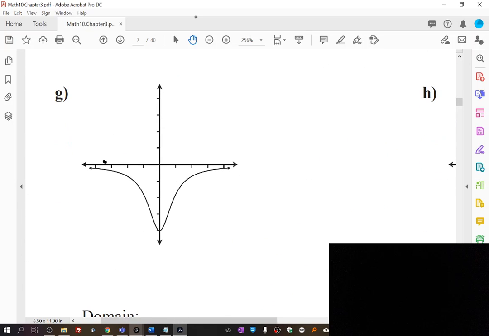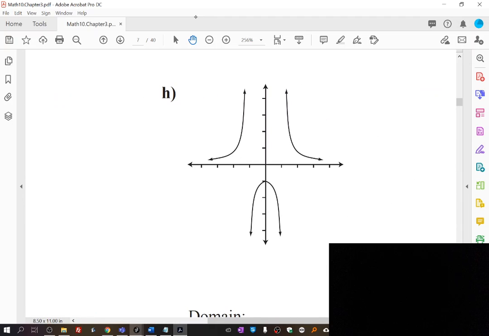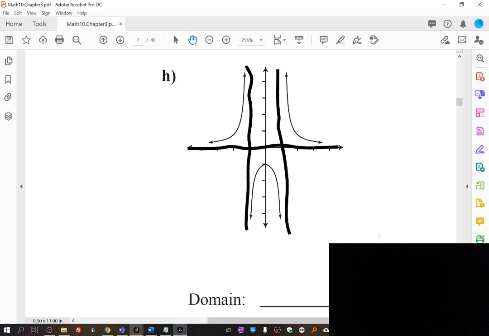More asymptotes going on here. Here's an asymptote. H has got, oh, that's an interesting one, hey? It's got an asymptote right here, but it's got one right along the numbers -1 and +1 as well. So watch out for that set of asymptotes.